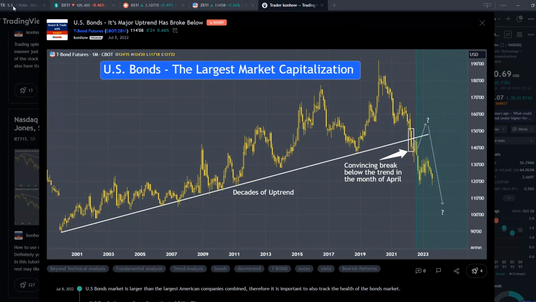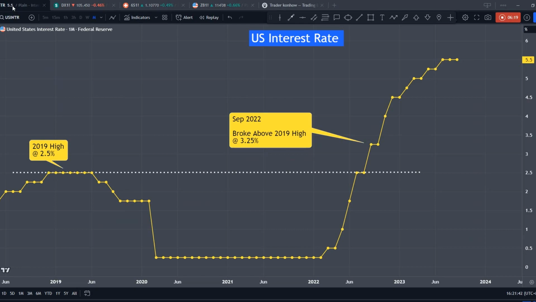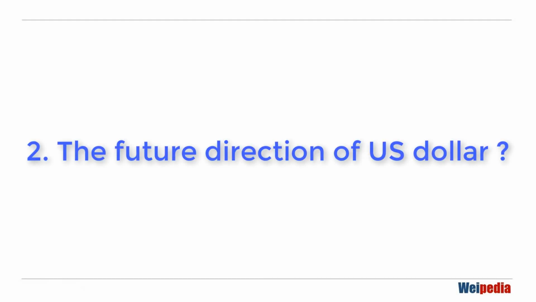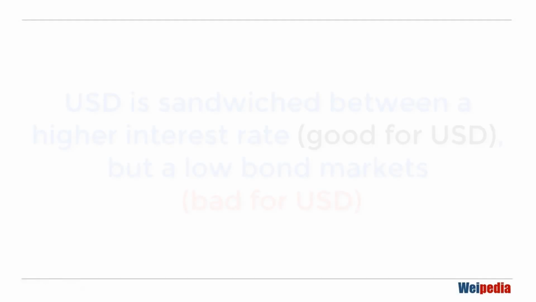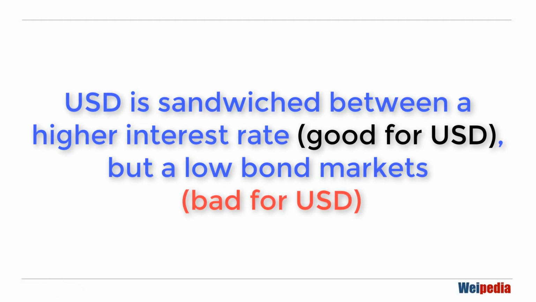Let's go back to our first slide here. What is your take on this global inflation that we're all in today? To me, it is not ending anytime soon. With the notion that the US interest rate could go higher than expected, the US dollar may not be stronger because it is being sandwiched between a higher interest rate and a lower bond market.